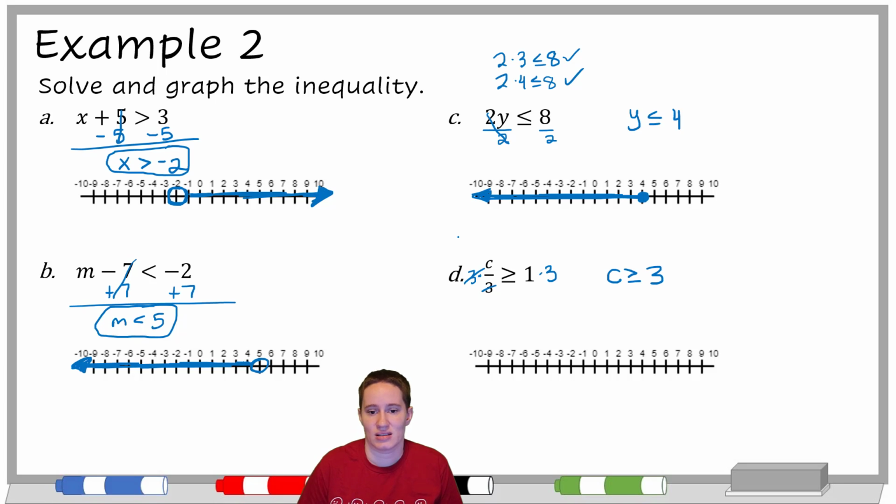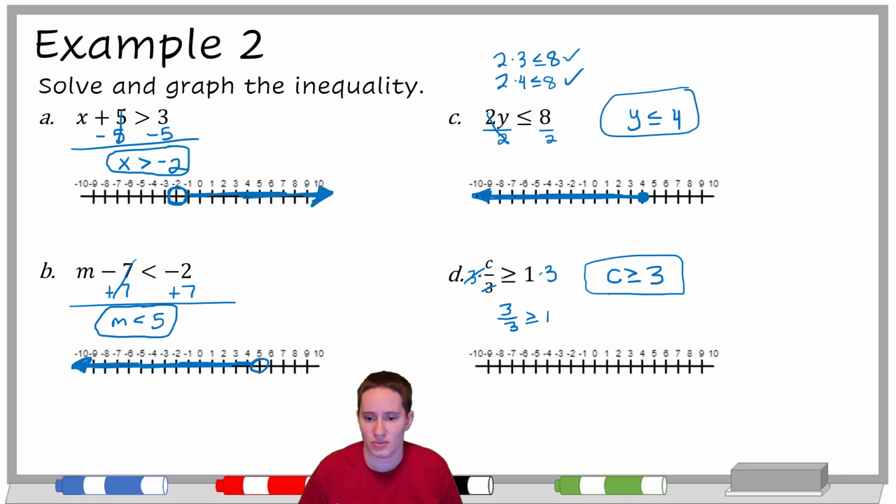Does that make sense? If I put 3 in, 3 divided by 3 is greater than or equal to 1. Is that a true statement? That's 1 is greater than or equal to 1? Yes, that's true. If I pick numbers that are bigger than 3, now that's where it gets tricky because these are fractions. So if you pick 4, is 4/3 greater than or equal to 1? Well, yes, but you may not like thinking about that because it's a fraction. So 6 over 3 is 2. Is that greater than or equal to 1? Yeah, so I feel pretty confident that c is greater than or equal to 3 is our answer here.